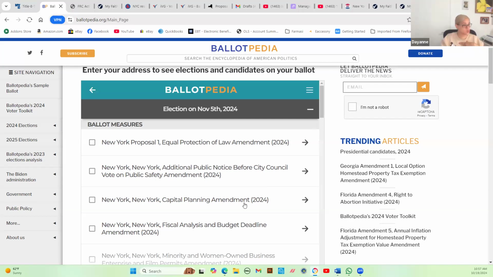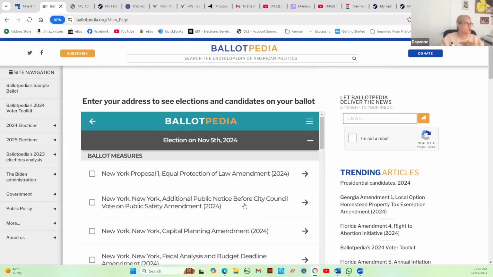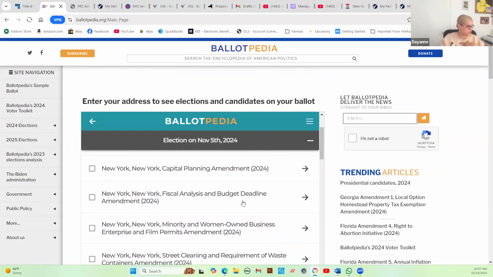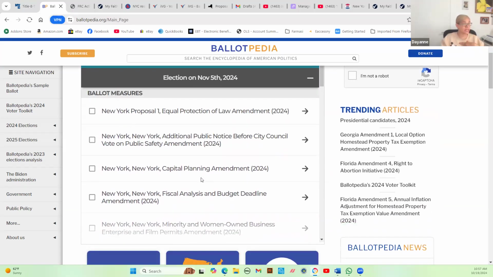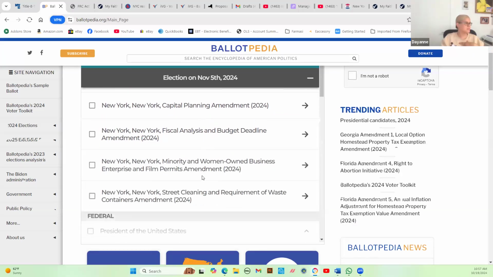These are proposals. Okay, these are what they call ballot measures, and these are changes that the city and state would like to make and would like for the people to make a decision on. They're leaving it up to the people.